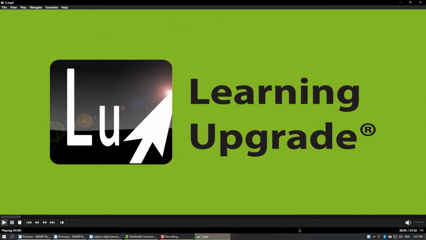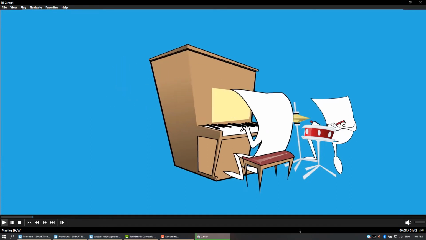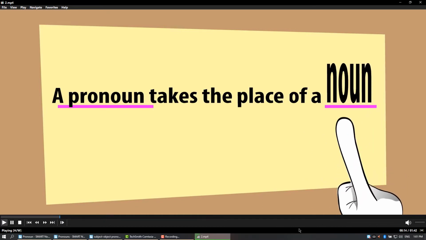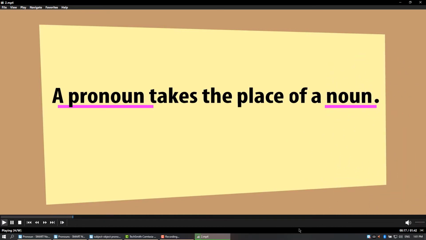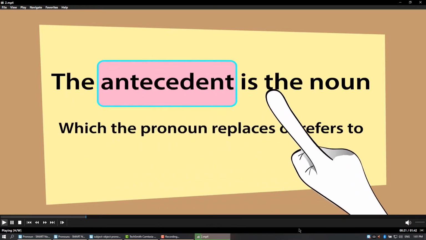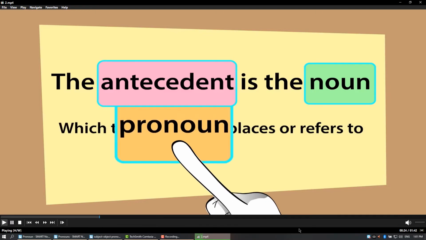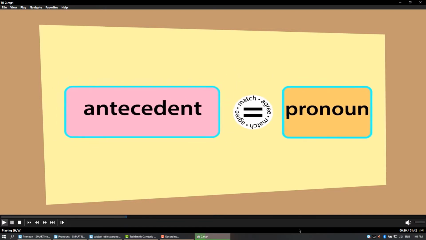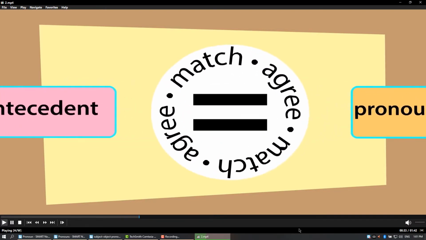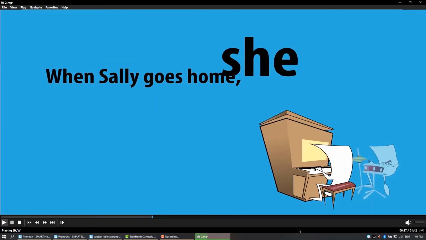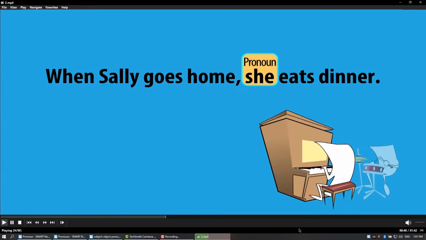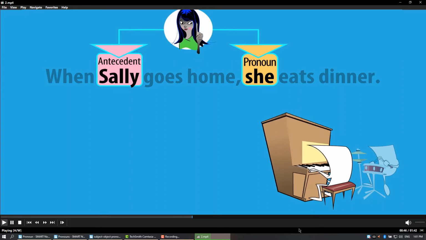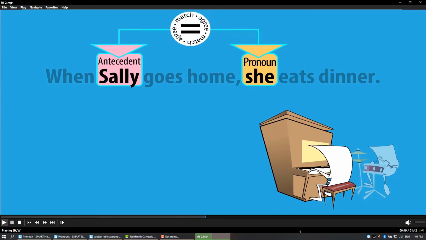Learning upgrade. Now listen up. A pronoun takes the place of a noun. The antecedent is the noun which the pronoun replaces or refers to. The pronoun and antecedent must match or agree. When Sally goes home, she eats dinner. She is the pronoun. Sally is the antecedent. Since Sally is one woman, the pronoun she is in agreement.